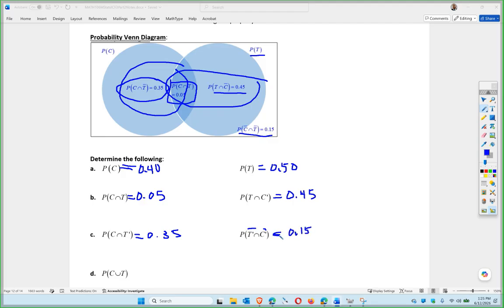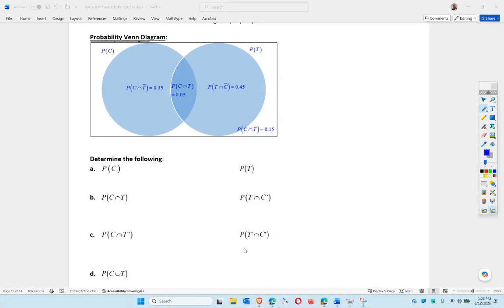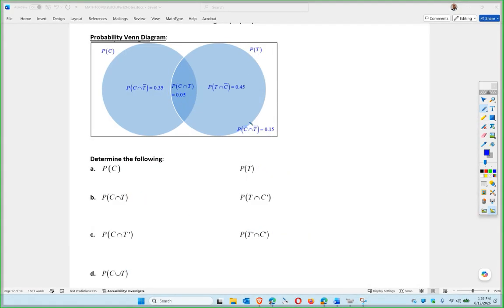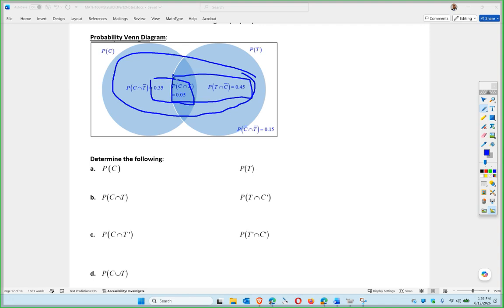Okay. So the tricky one is the or. If you think about what or means, that's everything. You just add them all up, don't you? So typically you would add up C plus T and subtract out the middle. You could do that if you wanted to, right? So if you add the 40% and add the 50% and subtract the 0.05, that'll give you 85%. Or you could just simply add them together, right? Add the 35 and the 5 and the 45. So either way, whether you add each individually and subtract out the overlap or just add them all up, either way you're going to get 85.